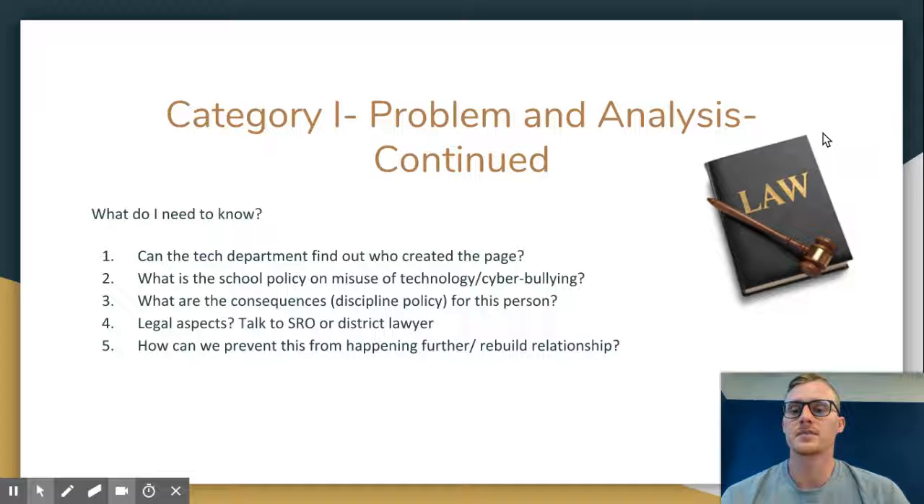The next one is legal aspects. What ramifications can come from this? I need to talk with the SRO, talk with the district lawyer, see what that looks like, and how can we prevent this from happening further? Hopefully this is just a one-time thing, and can we rebuild those relationships, rebuild that trust back?